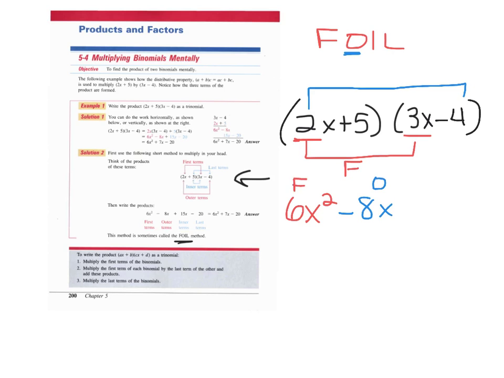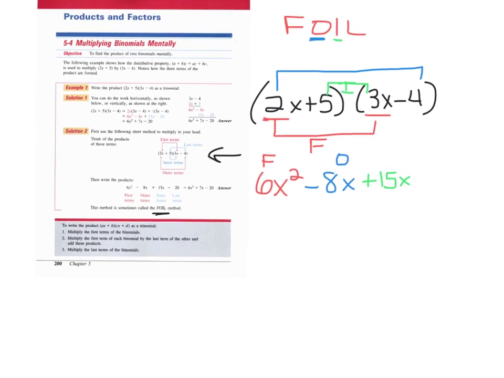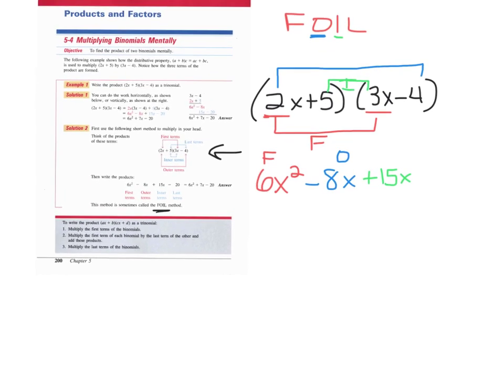Then I'm going to do the two inside or the two inner terms. That's the I in the word FOIL. So positive 5 times positive 3 gives me positive 15x. And then finally, I'll do the two last numbers in each binomial, and I get negative 20. So that is last. The green was inside.